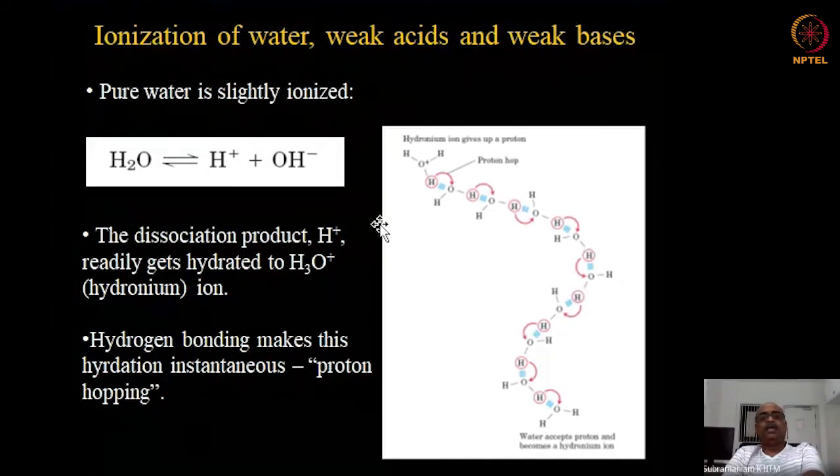Okay. So for example, this one dissociating readily gets attached to it due to the hydrogen bonded nature of that. And this hydronium ion again donates a proton and so on, and it moves from one molecule to another molecule over vast distances very, very quickly. And that is important for group transfer reactions in enzyme active sites.